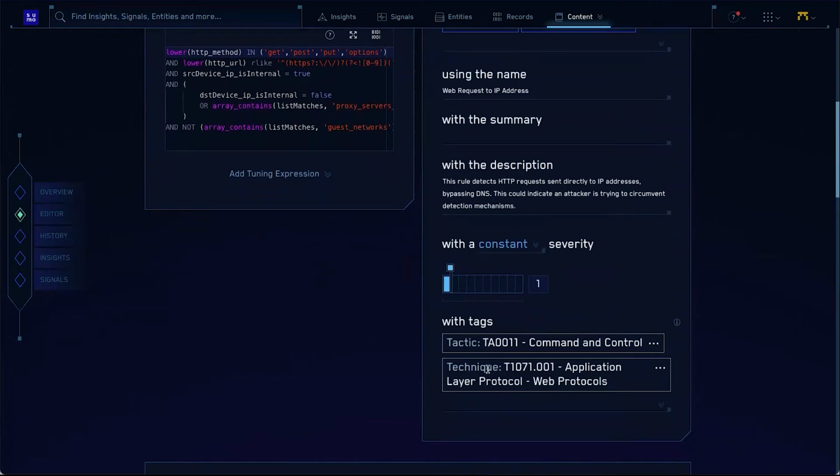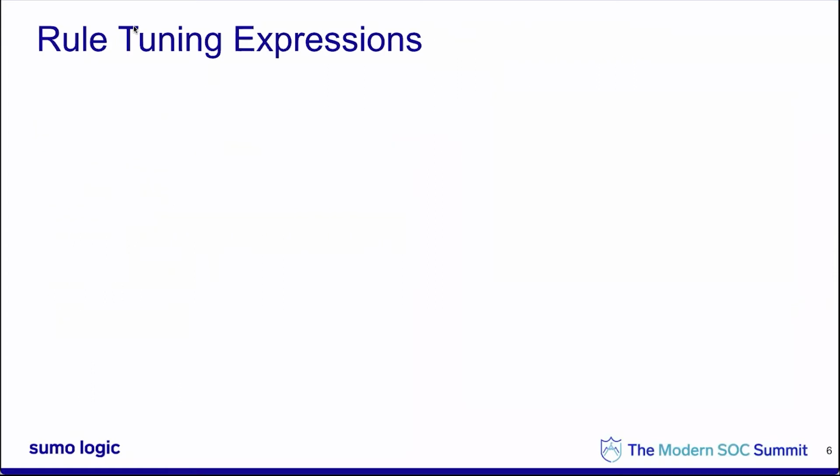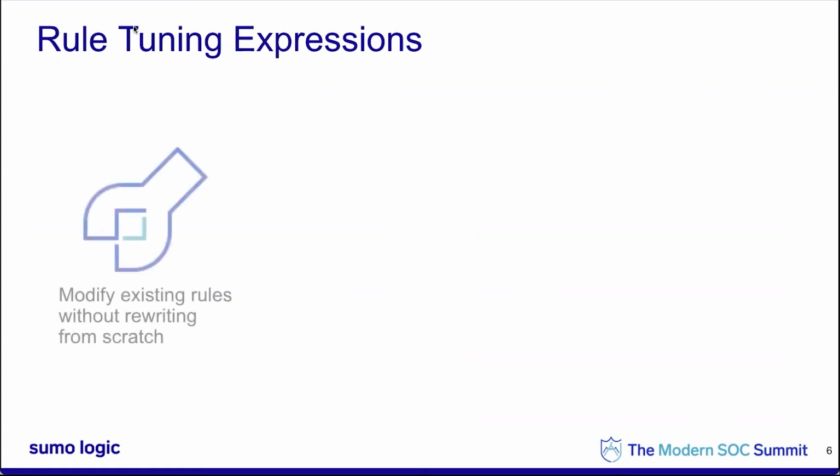And these tactics and techniques are straight from the MITRE ATT&CK framework. So that's a little bit about how rules work. Let's get on to rule tuning expressions. A rule tuning expression is applied as an AND statement, and you add it to an existing rule. It's usually simple logic that you add to rules.